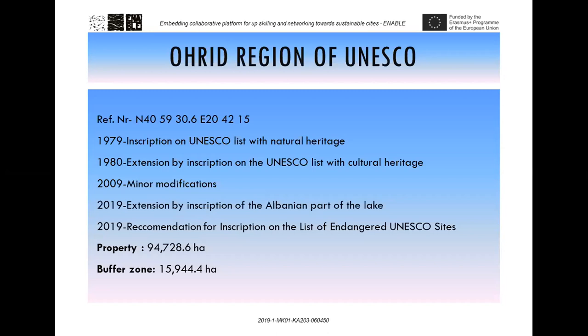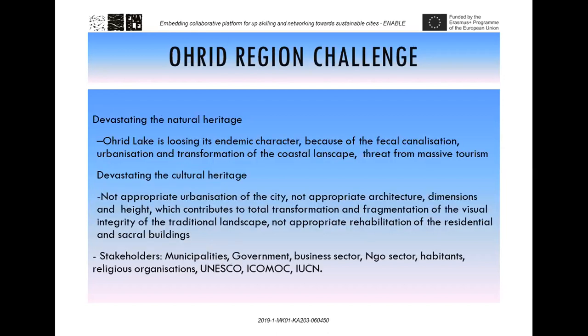And then we have the property area of the region, and it is around 94,000-95,000, almost 100,000 hectares. So this is a very large property, and the buffer zone is around 16,000 hectares. You should remember this amount because we will need it later. So what is actually the Ohrid region challenge, or the problem?